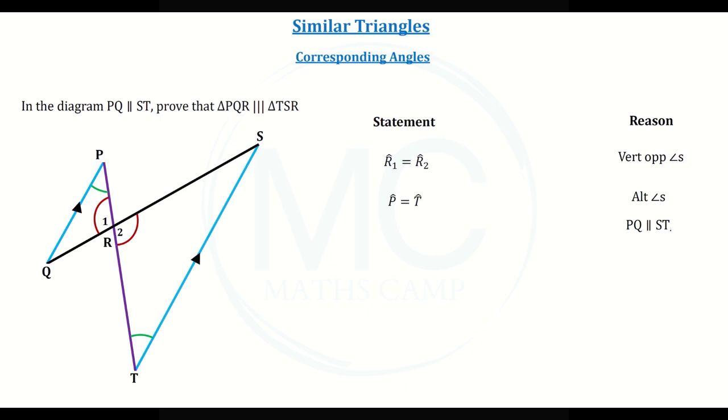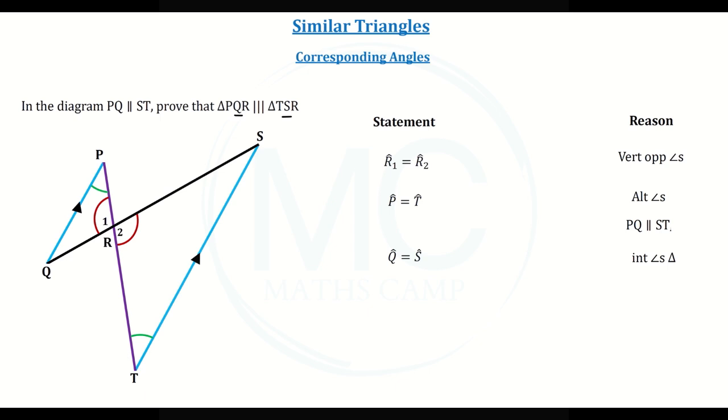Our third angle in triangle PQR is angle Q, and the third angle in triangle TSR is S. So we can write angle Q is equal to angle S. And as our reason, we say interior angles of a triangle. Now Q is the second letter in PQR, and S is the second letter in TSR. So these are corresponding angles. This means we now have three pairs of corresponding angles that are equal.